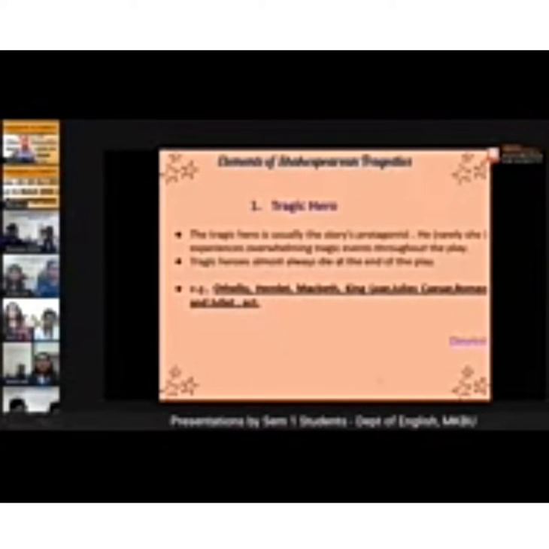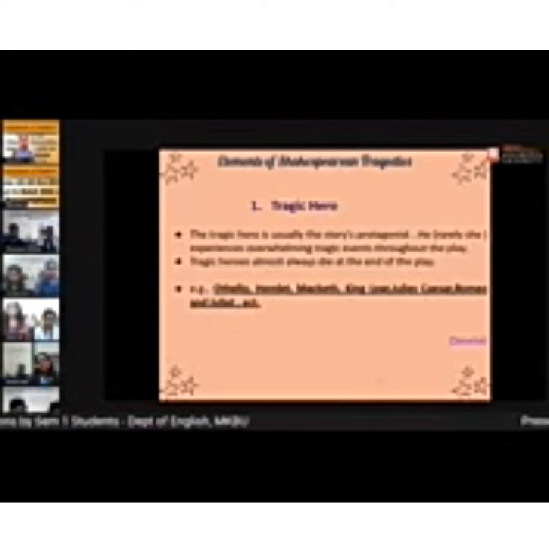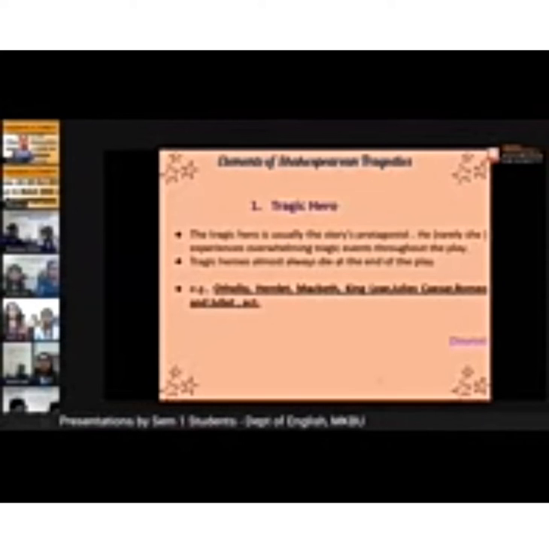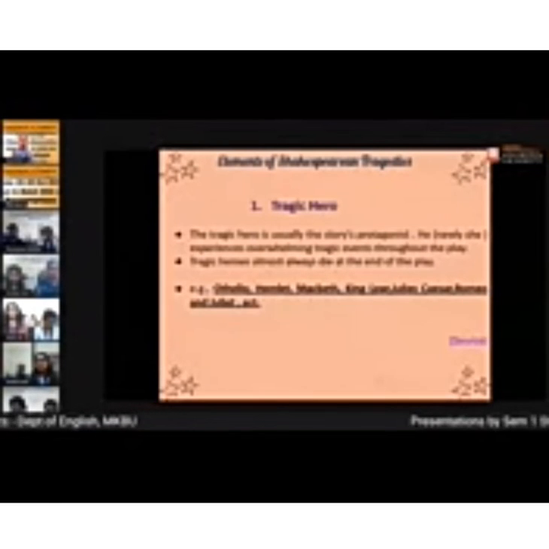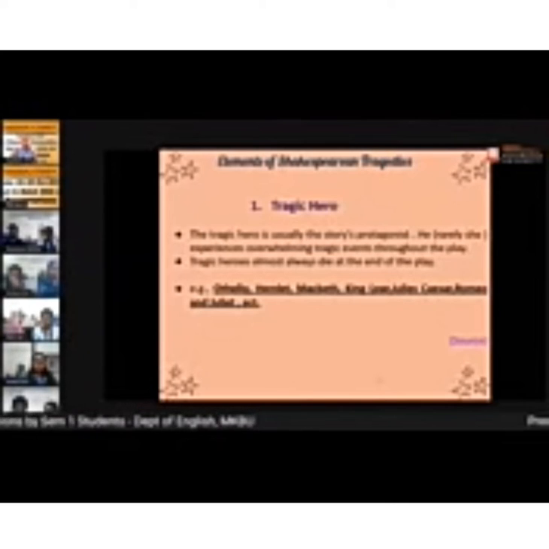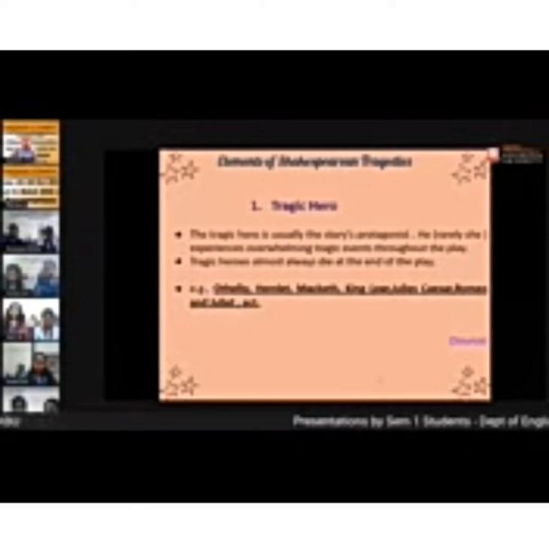Elements of Shakespearean tragedy. The first element is the tragic hero. The tragic hero is usually the story's protagonist. He experiences overwhelming tragic events throughout the play. In his tragedies, the male character mostly becomes the tragic hero. A female becomes one, but rarely.